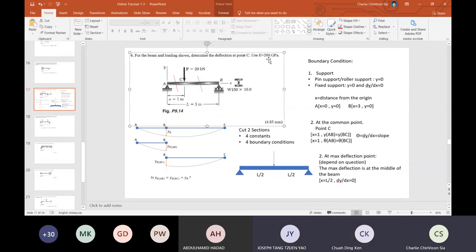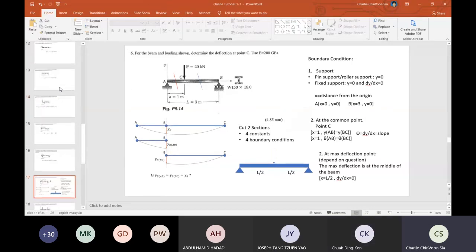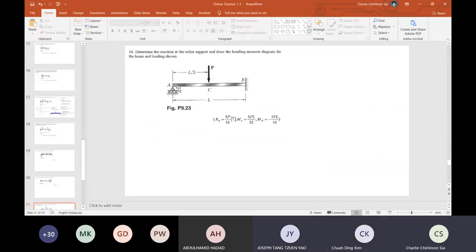So for example, this question 6, E is given, right? And if you look there, W 150 times 18 is the property of the beam, as I said. Maybe later on I will upload the properties of the beam. There are a lot of tables, so I can show you. Where is the table I have here? Okay, wait for a while. Basically, the table we have, okay.